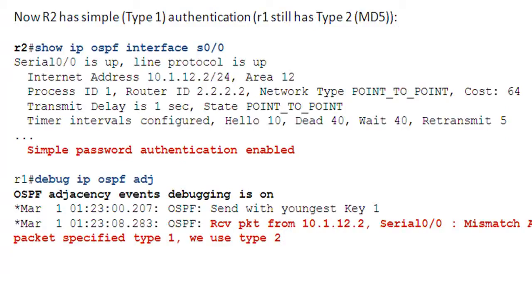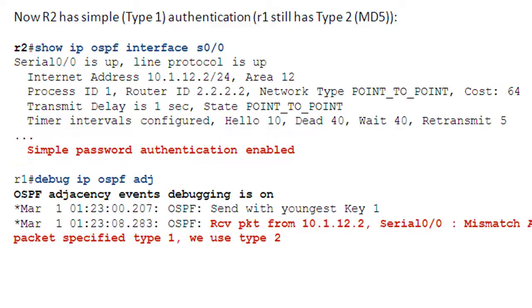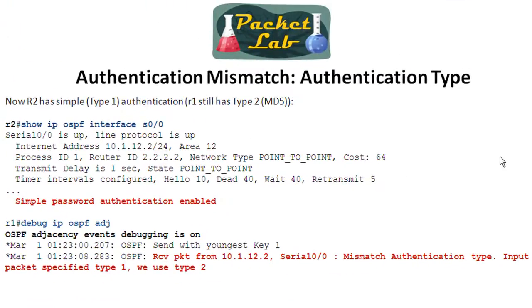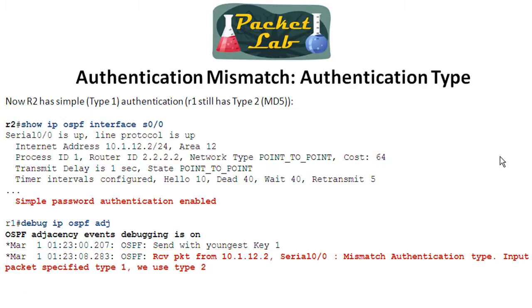So if we do a show IP OSPF interface 0/0 on R2, we can see here now that we do have authentication enabled, whereas before it wouldn't show us anything because we had type 0 or null authentication. Now we're using the type 1 simple authentication, and simple password authentication is enabled. So now if I go ahead and do that same debug, you can see we get the same message, except that now input packet specified type 1, which is clear text, and we are using type 2, which is MD5.